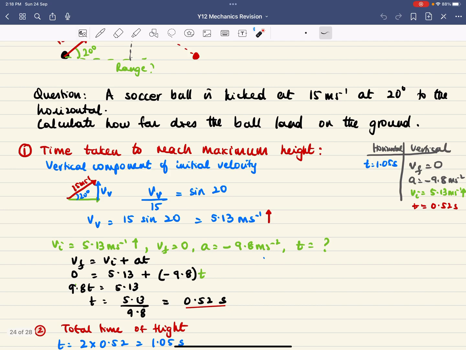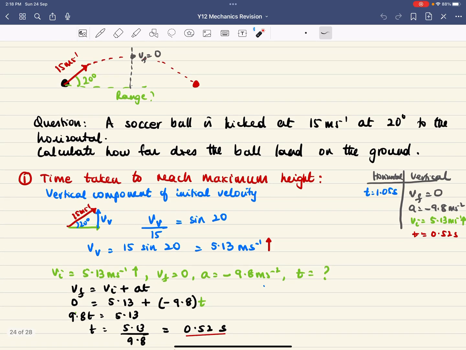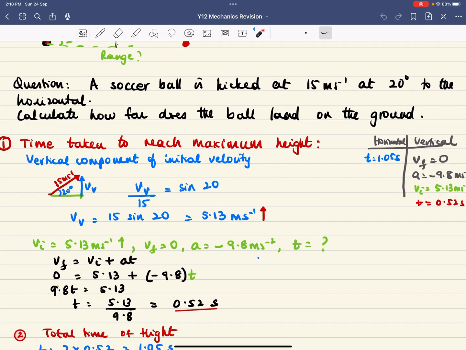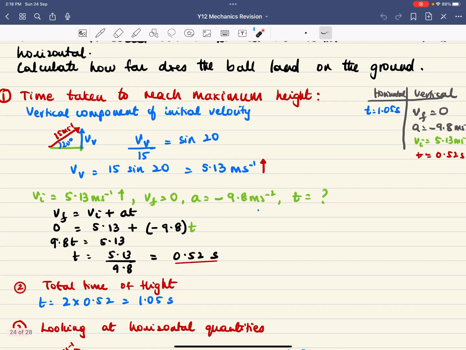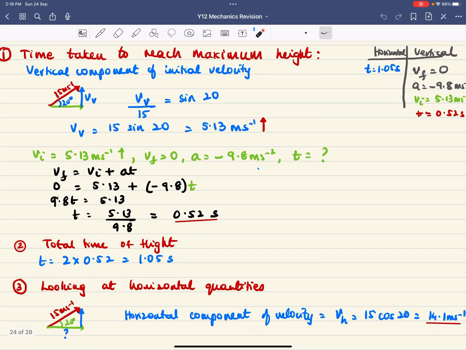I always separate my horizontal and vertical quantities, and in order to find the time taken to reach maximum height, we need to know the vertical component of the initial velocity. This is opposite, so it's sine. So it's 15 sine 20, and you get 5.13 meters per second upwards.